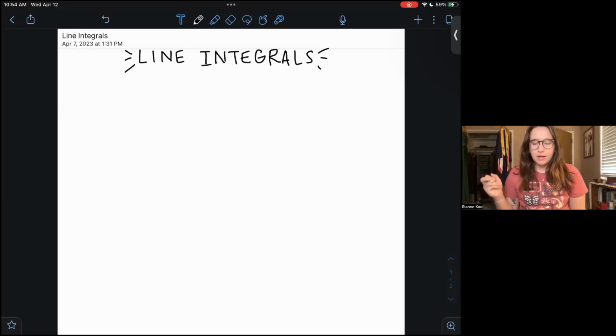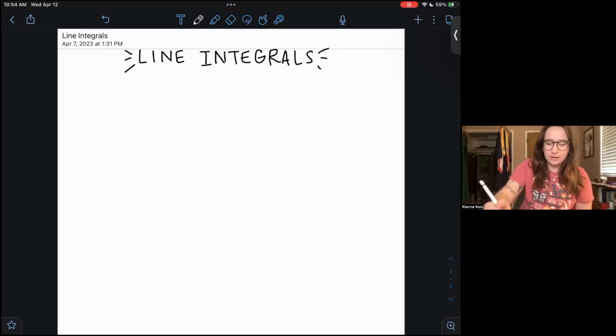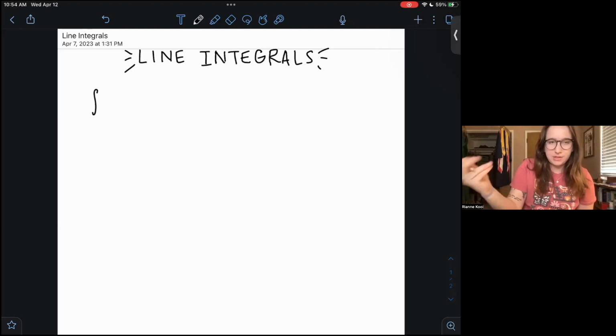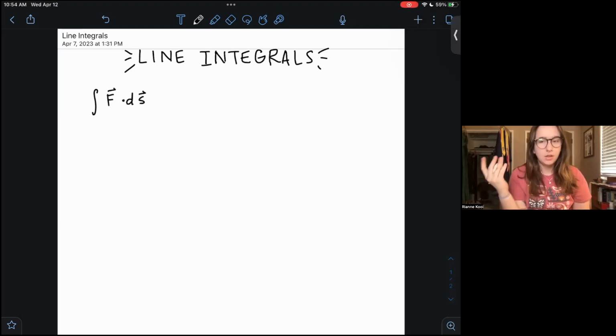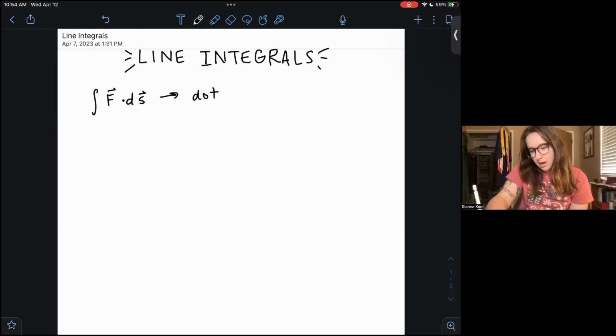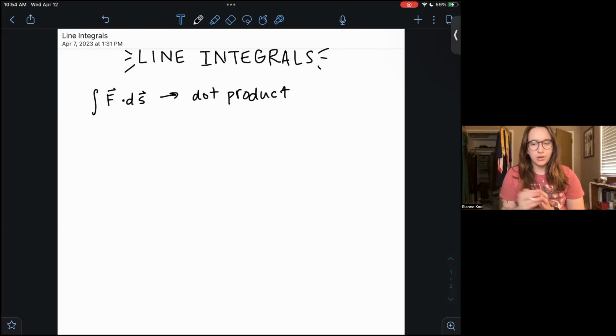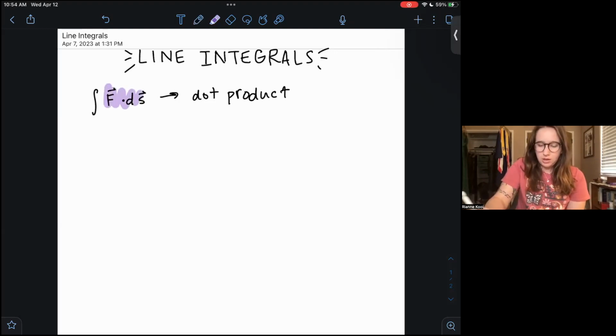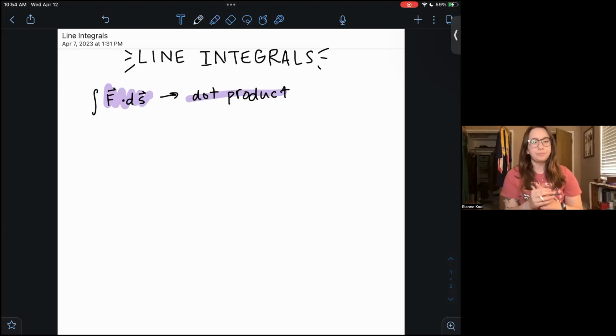So line integrals have a form that looks similar to this. You have the integral symbol, and then you have something that looks like this. In this case, f is a vector function, or vector field, as you'll hear it in Calc 3. And then dot ds. So this is a dot product in the integrand. Let me just highlight that. So that's a dot product.